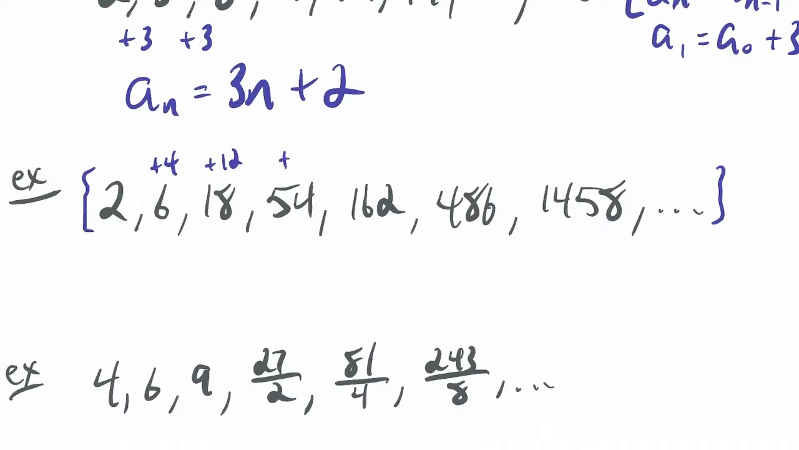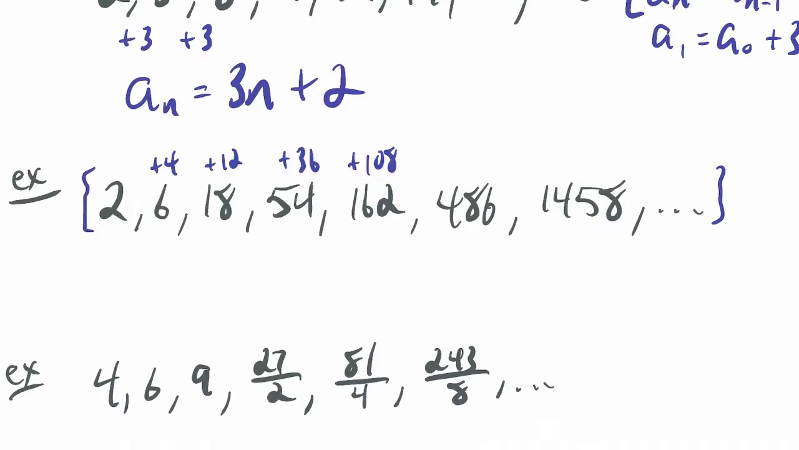Plus, what would that be? Is that 36? And then plus what, 108? So I'm not adding a fixed number, but the numbers do seem to have a bit of a pattern. This number is 3 times that number. And this number is 3 times that number. And this number is 3 times that number.